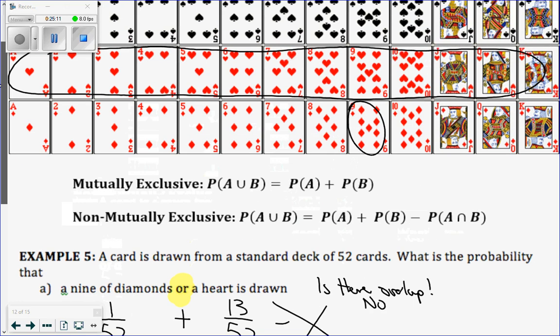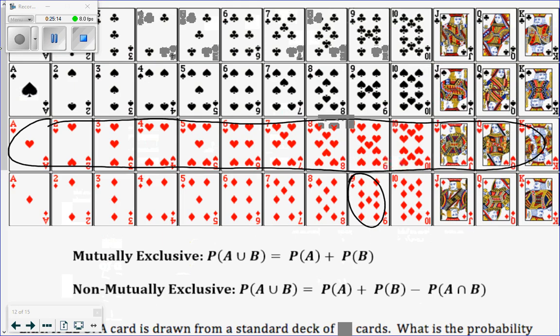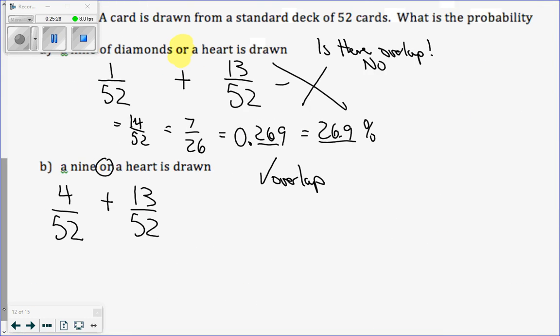So we've got the hearts here. A 9 is anything in this column here. Do you have overlap? Yes. How many cards overlap? 1. So we would minus off the 1 out of 52 that overlaps. So that would be 16 out of 52, and then whatever that reduces down to. Four over 13.